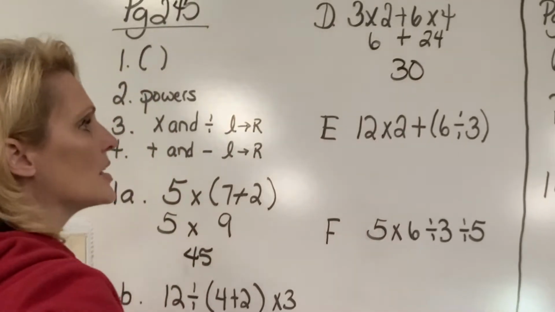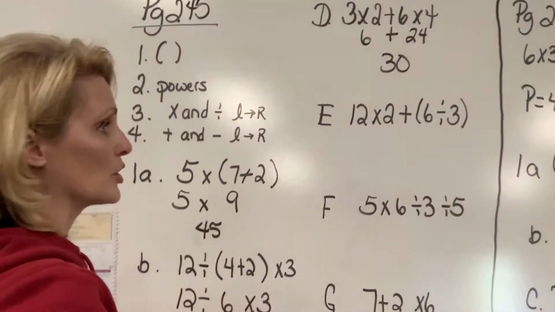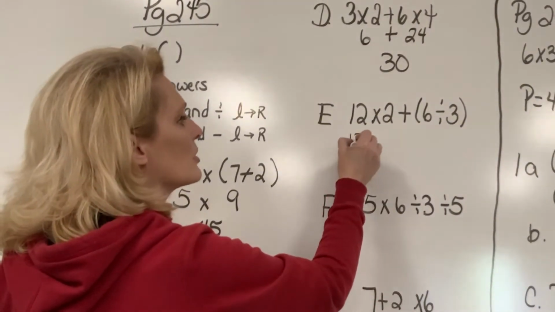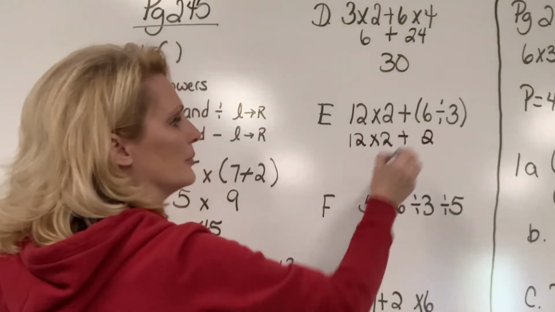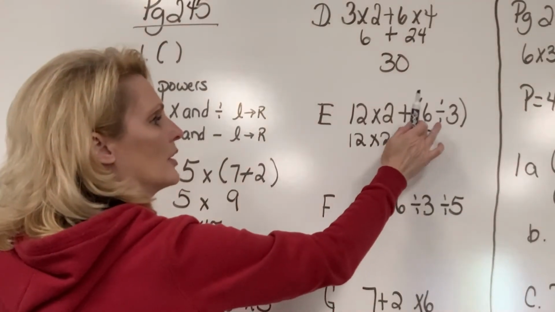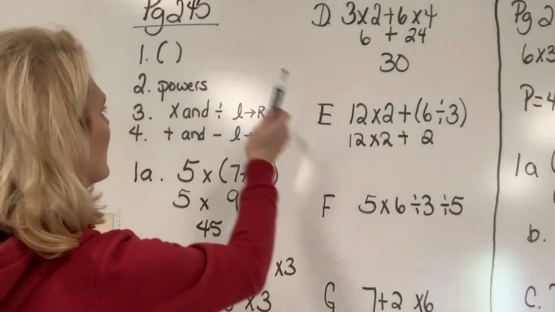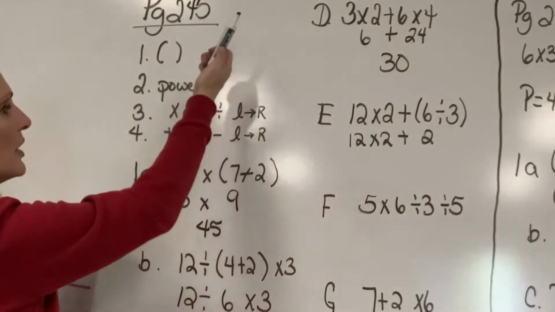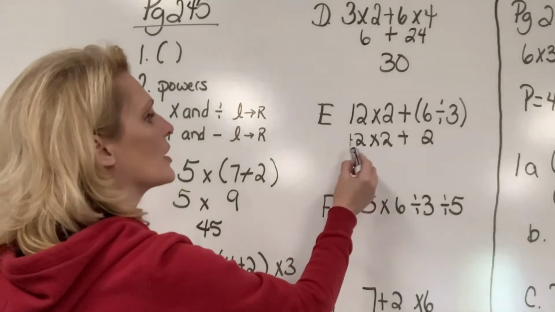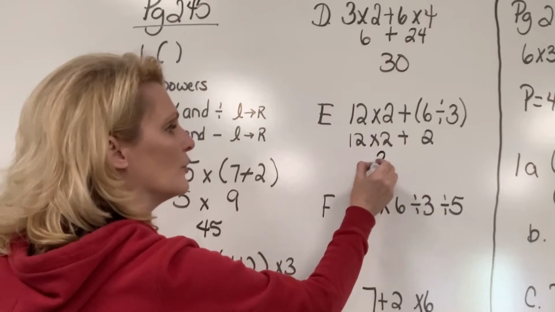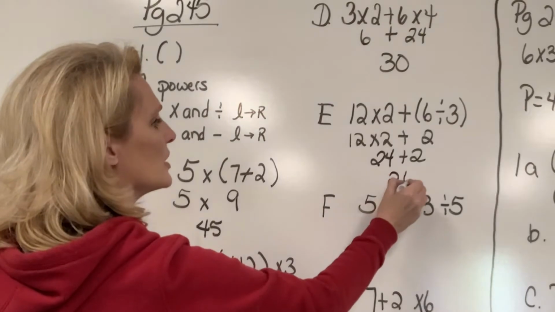Okay? So on E, your very first step is to work with your parentheses first. So copy the others down. 6 divided by 3 is 2. Okay? Not very pretty, is it? So then we'll say the next step is to work with powers. We don't have any of those. Then you say multiply or divide left to right. Okay, let's do that. 12 times 2 is 24 plus 2. And then your answer should be 26 on E.